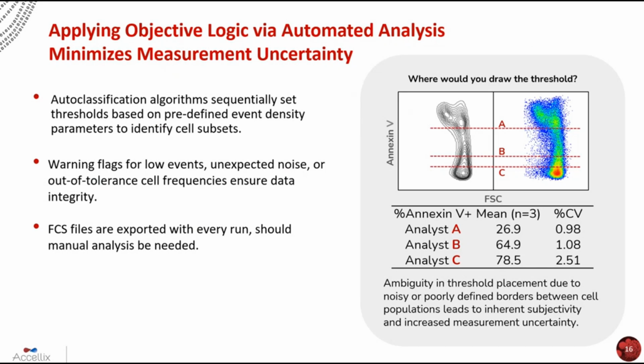So the use of these auto-classification algorithms sequentially set thresholds based on predefined event density parameters, and identify properly the cell subsets in the samples. But we have also included some warning flags, for example, low events acquired, unexpected noise, or some out of tolerance cell frequencies, that ensure data integrity also. And as I mentioned before, FCS files are exported with every run, and in the case the run needs some manual analysis, it can be done using third-party software.